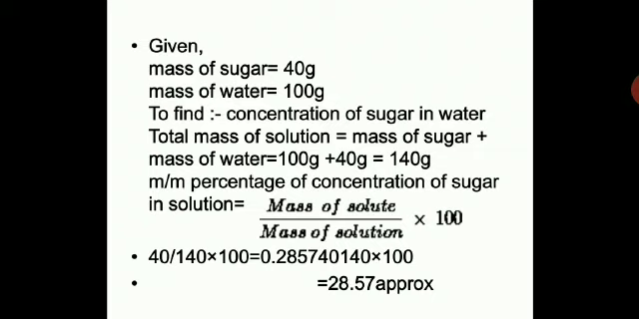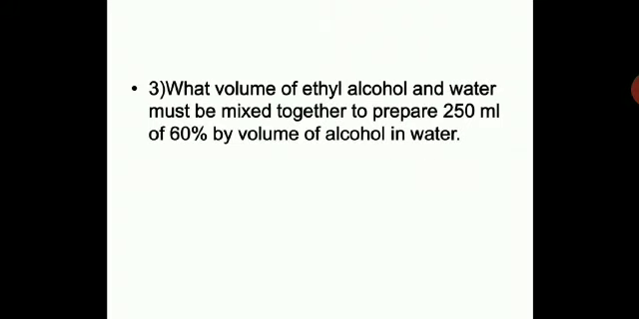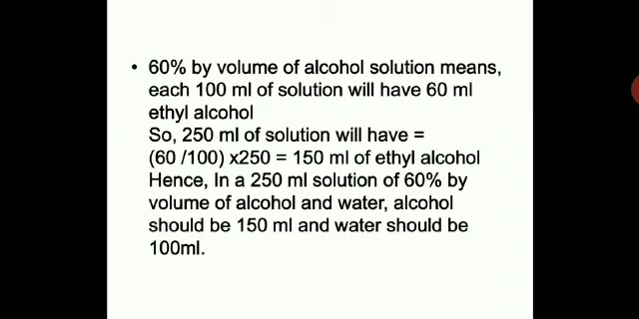We'll go for next. What volume of ethyl alcohol and water must be mixed together to prepare 250 ml of 60% by volume of alcohol in water? Now you have a liquid to deal with in the sum. Let us see how you are going to do it, which formula will be applicable here. So now here you have a unitary method, the simplest method to solve this sum. 60% by volume of alcohol solution means each 100 ml of solution will have 60 ml ethyl alcohol.